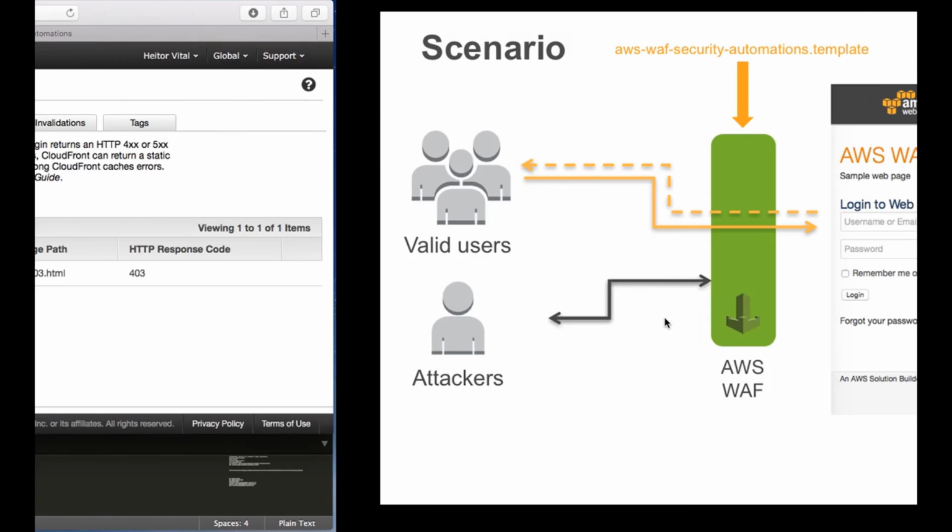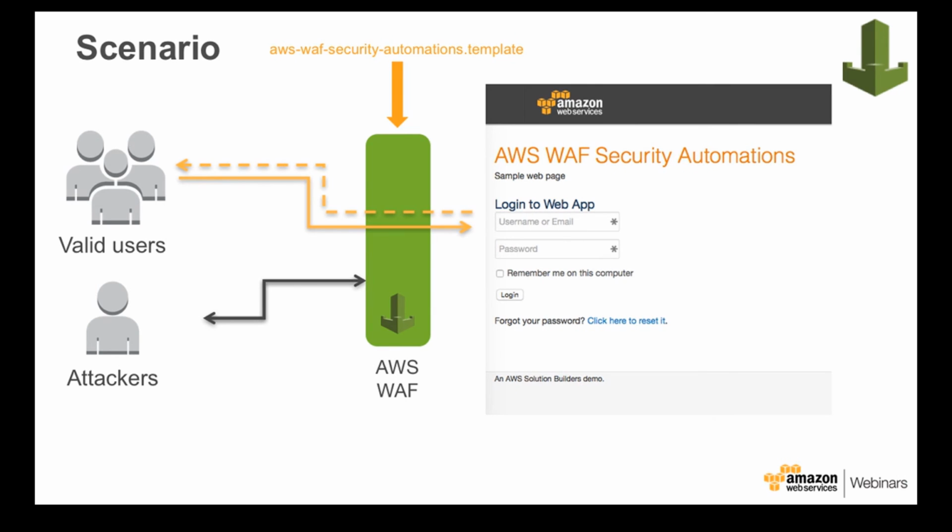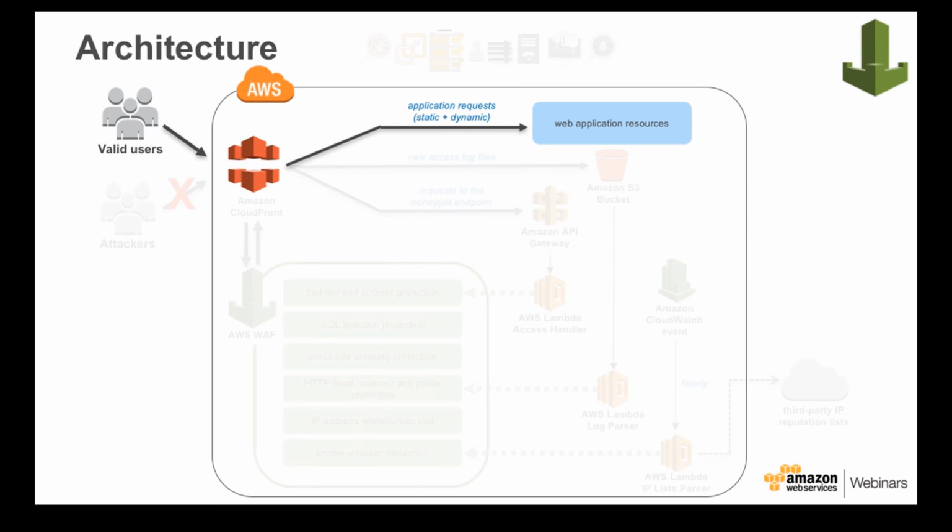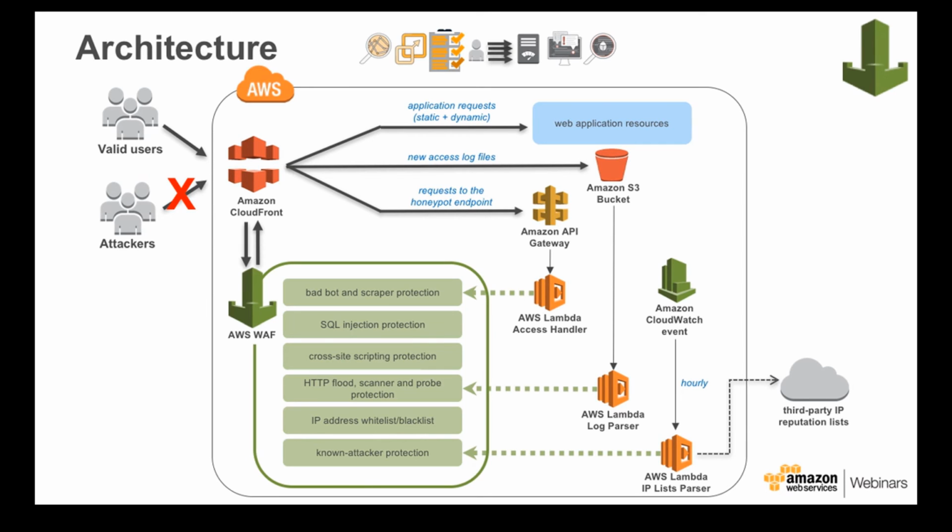When I do that, we're going to have an architecture similar to this one. So we have a simple web application, delivering static and dynamic content via CloudFront, and the CloudFormation template has provisioned these components for us. So that's it for the configure and use step.